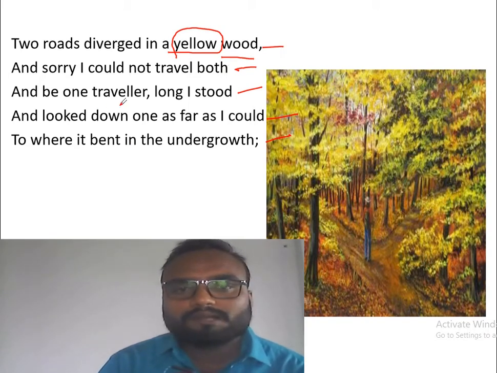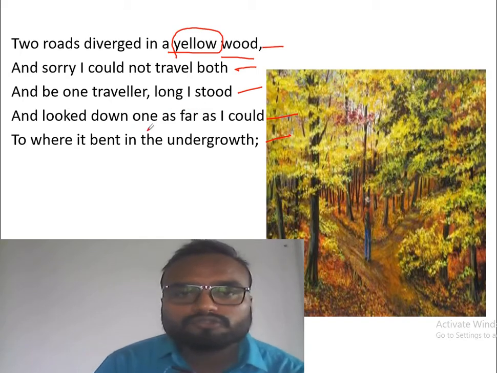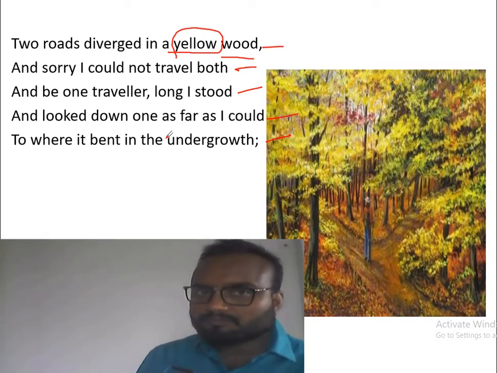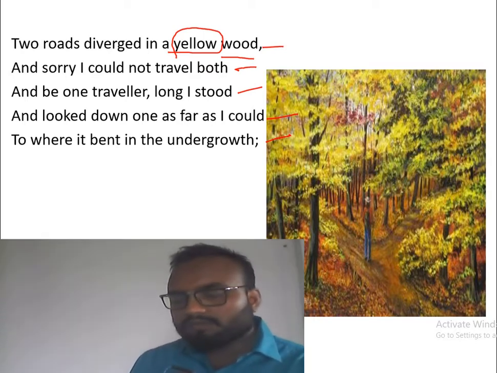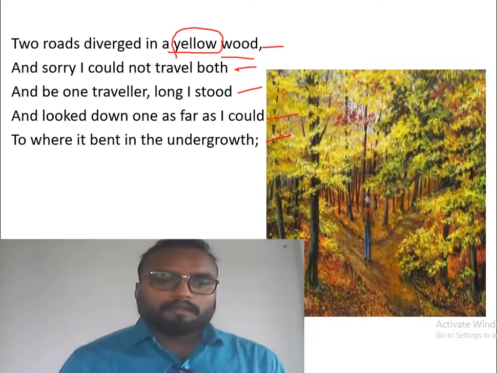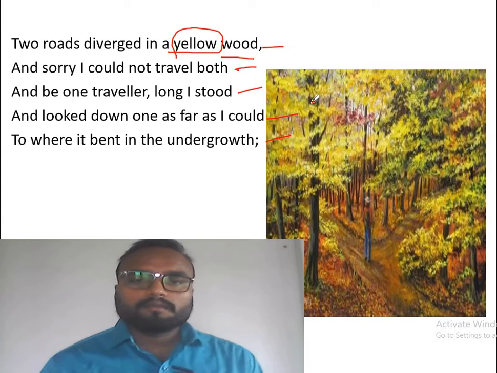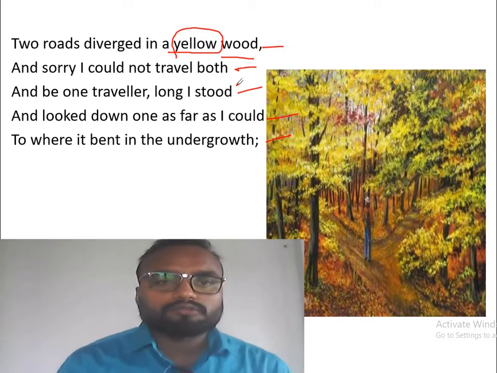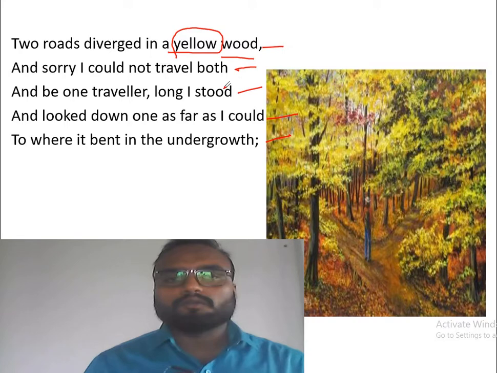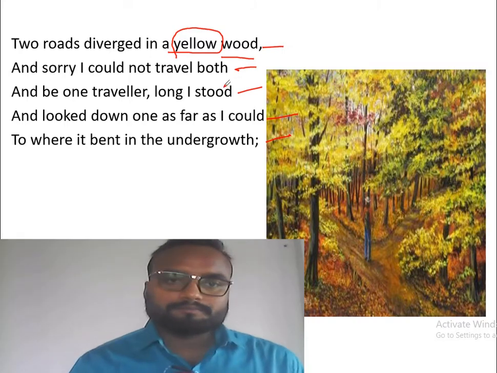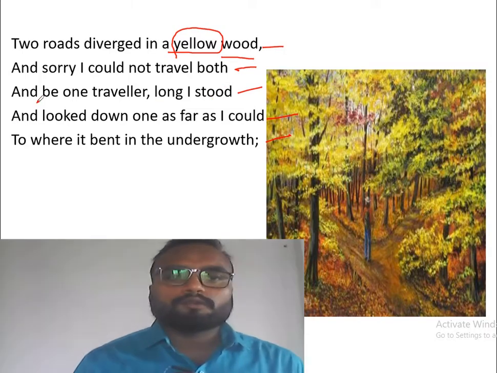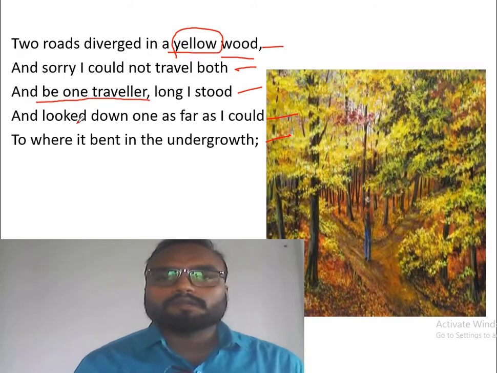And be one traveler, long I stood and looked down one as far as I could to where it bent in the undergrowth. So he was offered two options, and being enthusiastic, adventurous at heart, he wanted to travel both, but he felt sorry. Why did he feel sorry? Because he could not travel both paths at a time. Being one person, it's not possible to travel both paths. So he was left with only one option, that he could travel only one path. He could be a traveler of only one path.